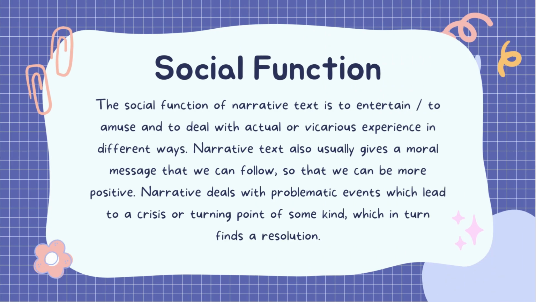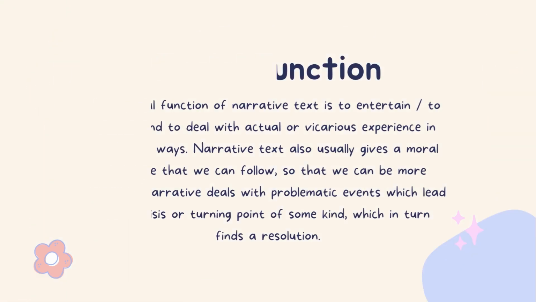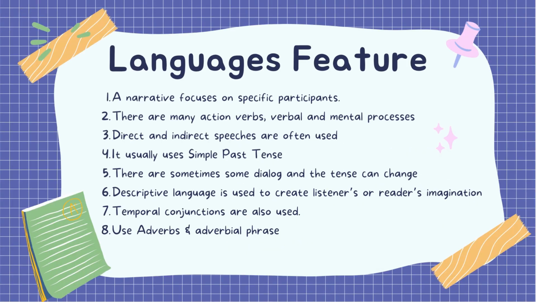The social function of narrative text is to entertain or to amuse and to deal with actual or vicarious experience in different ways. Narrative text also usually gives a moral message that we can follow, so that we can be more positive. Narrative deals with problematic events which lead to a crisis or turning point of some kind, which in turn finds a resolution. Now we will look at the language features of narrative text.